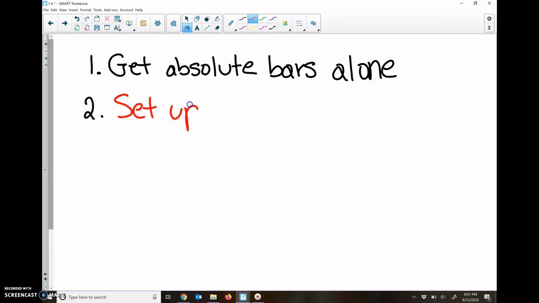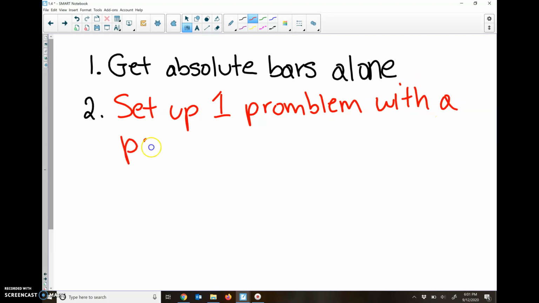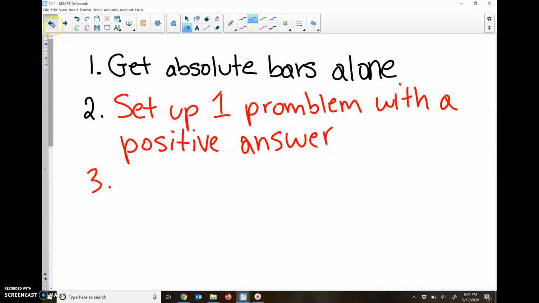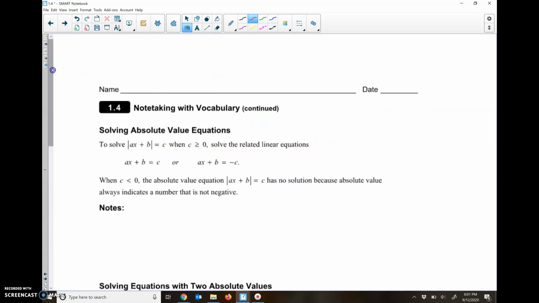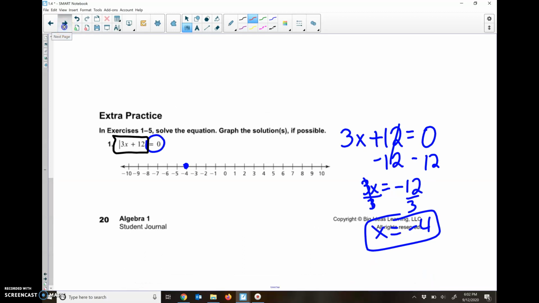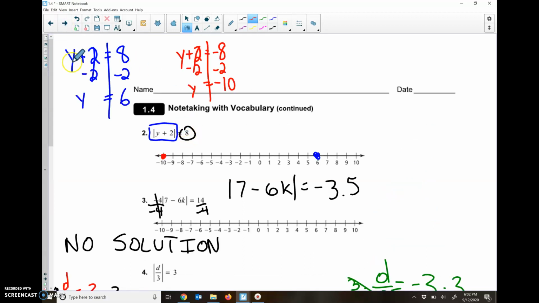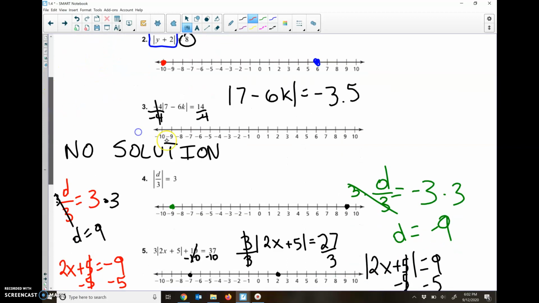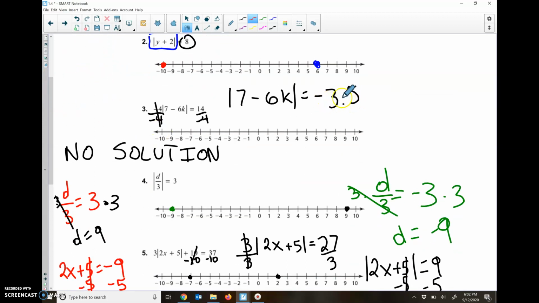Set up one problem with a positive answer. Okay, so just like when we went back, we'll go back again and show you. Okay, first problem, we couldn't really do this because it equaled 0. 0 is not positive, 0 is not negative, so we couldn't do that. Here we did. We set it up, y plus 2 equals 8. This problem, we couldn't do it because there was no positive answer. It was negative 3.5. So once you get to step 2 and you realize that's not possible, you're right, it's not possible. That's why it's a no solution.